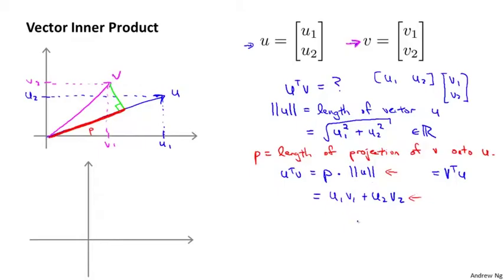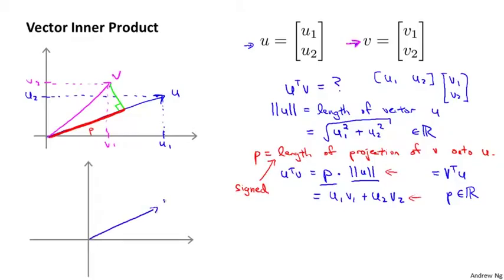And just to clarify what's going on in this equation, the norm of u is a real number, and p is also a real number, and so u transpose v is the regular multiplication of two real numbers: the length of p times the norm of u. Just one last detail: if you look at p, it is actually signed, so it can be either positive or negative.